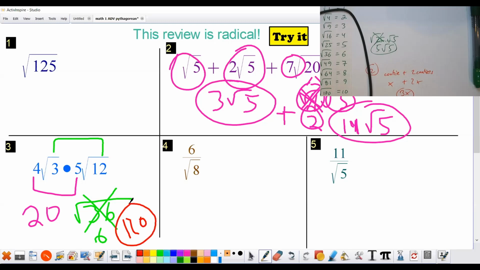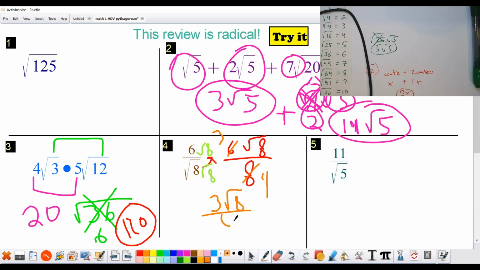Okay, here's another one. Oh, we don't like the radical on the bottom. 6 radical 8 over 8. Okay, because how did I do that? I just times the top and bottom by radical 8. Oh, wait, I can reduce. Those are even, 3 and 4. 3 radical 8 over 4.